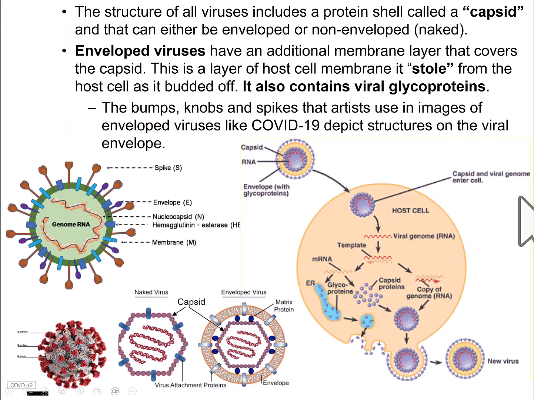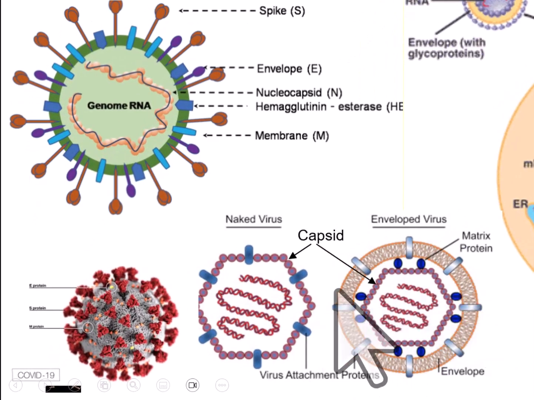Now, the structure of all viruses includes a protein shell called a capsid, and that can either be enveloped or non-enveloped, also known as a naked virus. Shown here are two viruses. This is a capsid, and both viruses contain a capsid. It's that protein coat. Well, if you're a naked virus or non-enveloped virus, you don't have a phospholipid bilayer around it. If you're an enveloped virus, then you do have a phospholipid bilayer around that capsid.